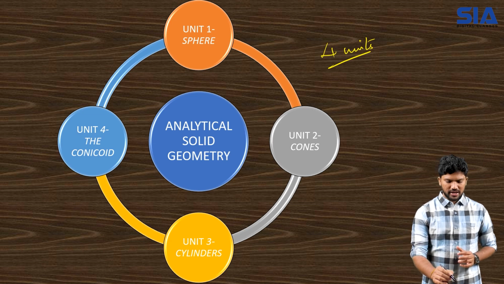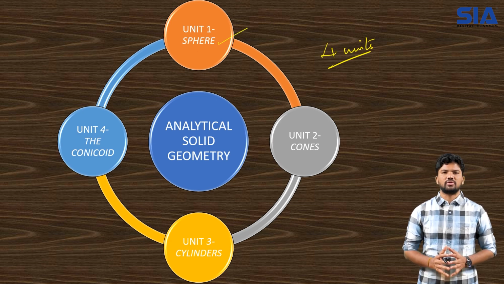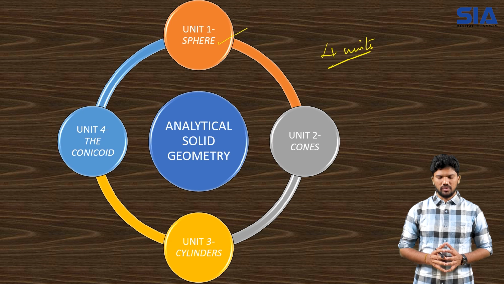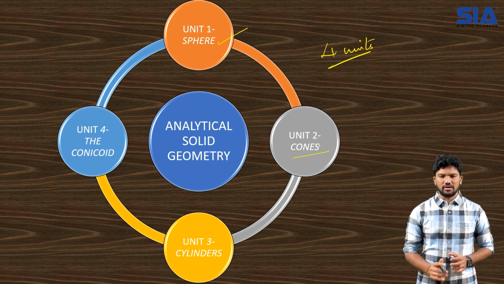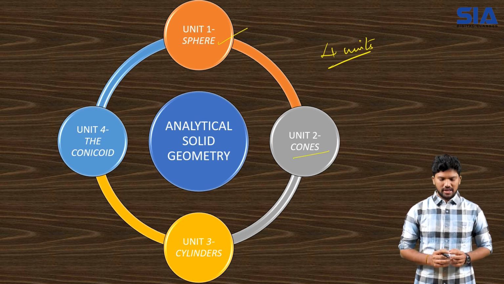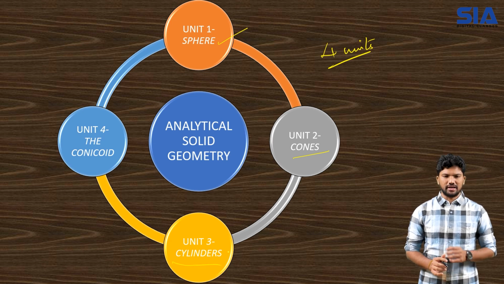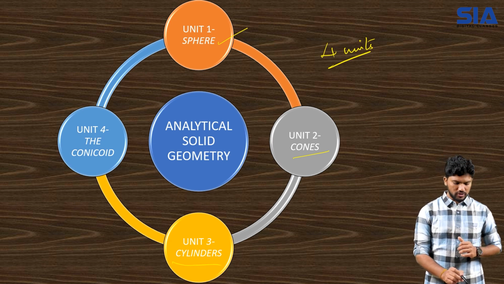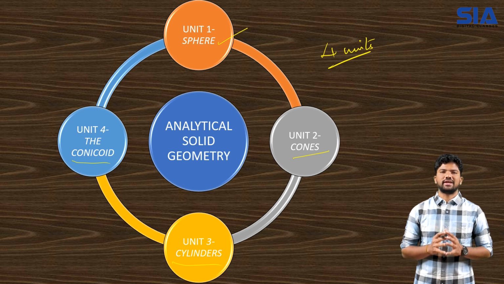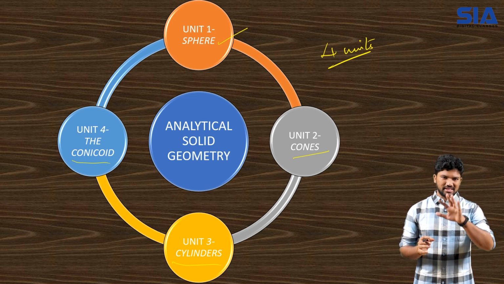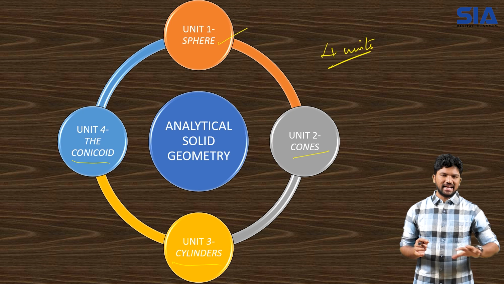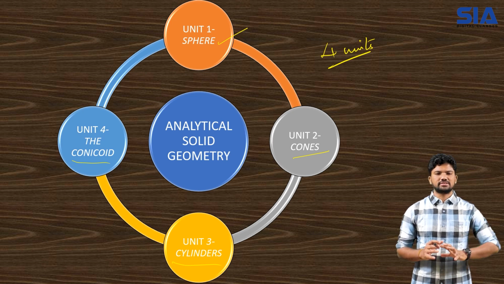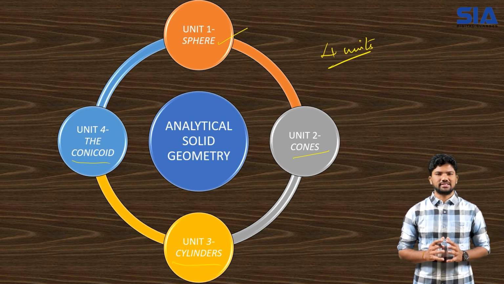Here you can see, in the first unit we are going to study sphere. In the second unit we are going to learn about cones. In the third unit we are going to study about cylinders, and in the fourth unit we are going to study about conicoid. The study of all these geometrical shapes is called analytical solid geometry.